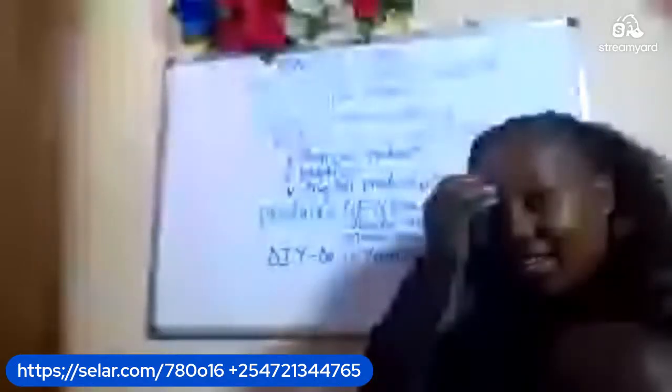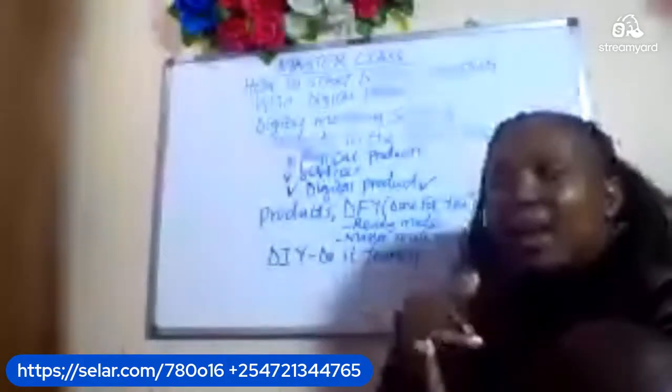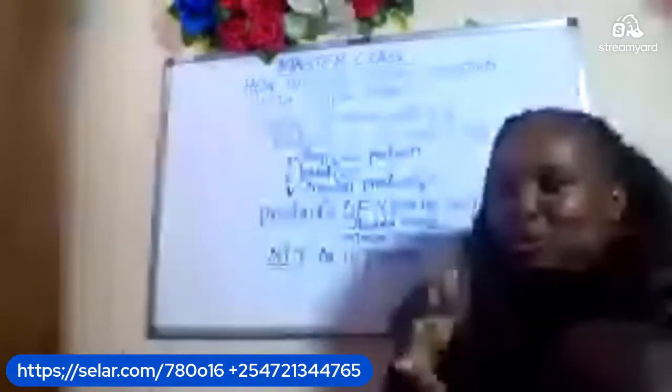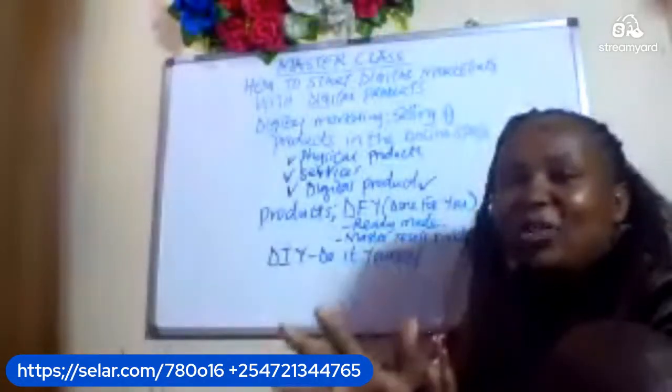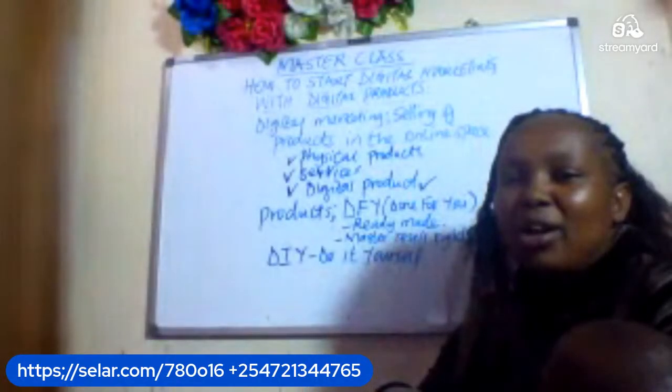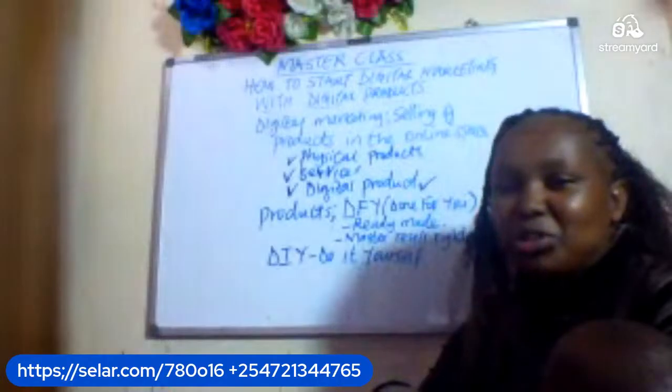So I was saying that if we want to talk about do it yourself, then you have to have Canva. You need to have ChatGPT. ChatGPT is to help you brainstorm on the topic that you want to venture into. And Canva is going to help you make your product attractive to the eyes and also to people who are going to come across your digital product. So those are the things that you need to start making a digital product on your own.